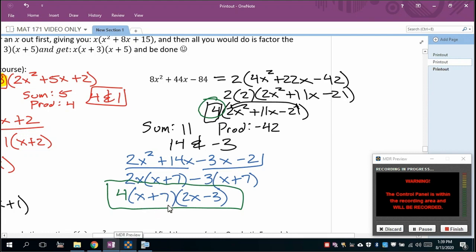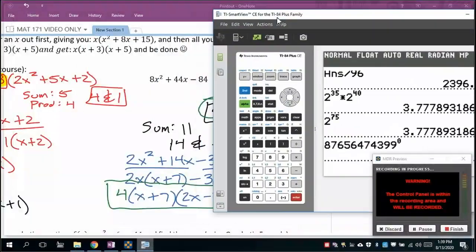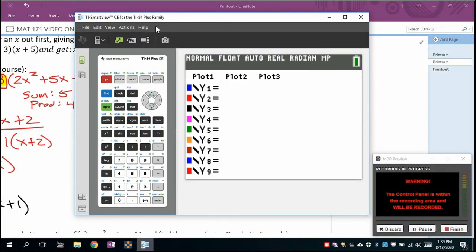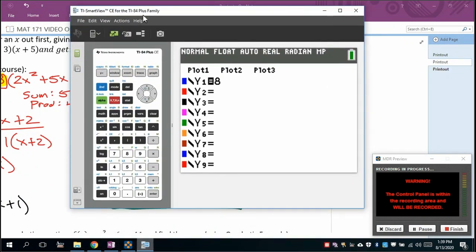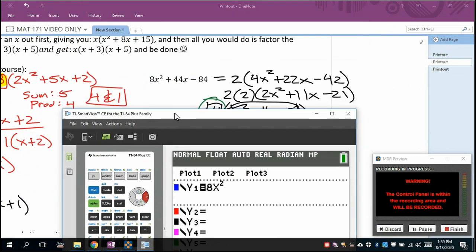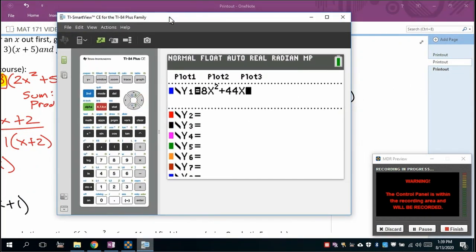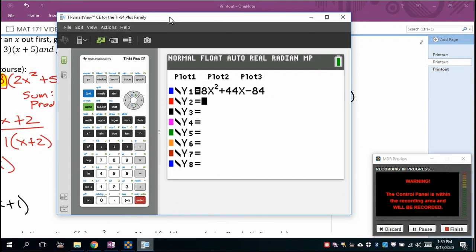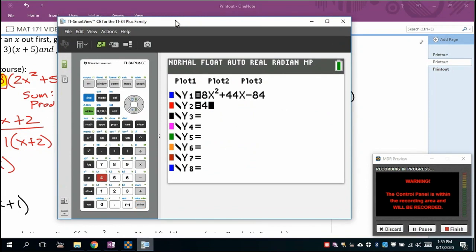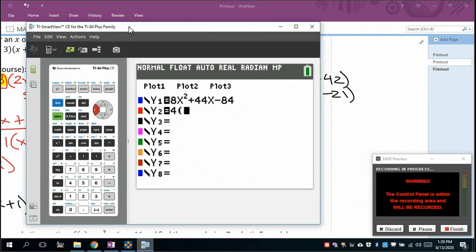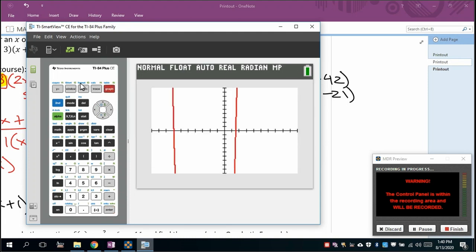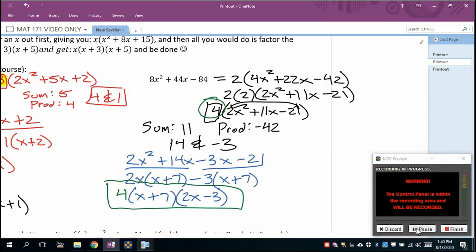Now you can also verify this graphically that it happens to match if you really wanted to. If I go to the graphing calculator, I get 8x squared plus 44x minus 84. And one thing I can do is 4 times x plus 7 times 2x minus 3. So if I go to graph that, and you'll see this in class, you'll see why I do this in class the same way. They're the same thing. So we know for a fact it works.